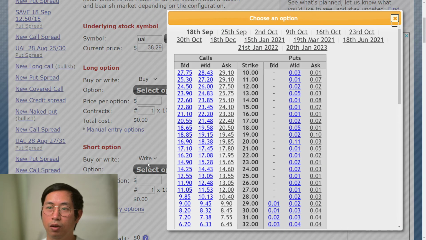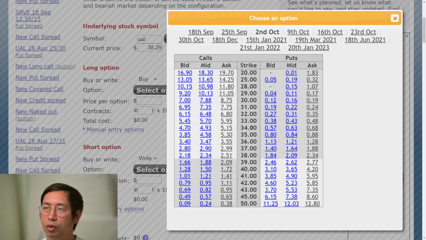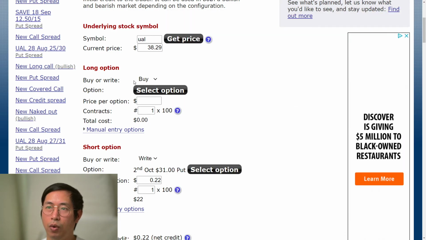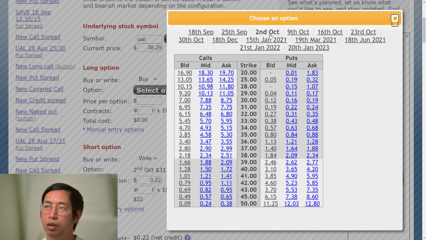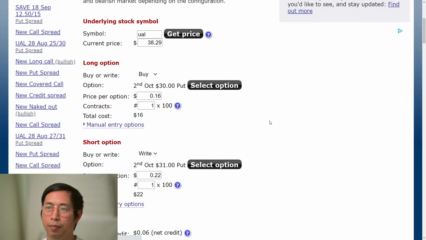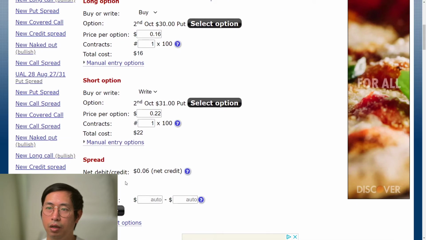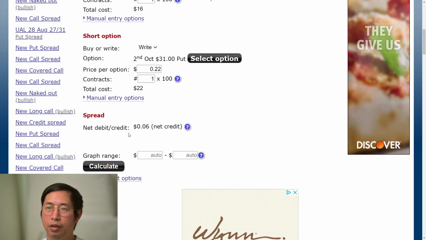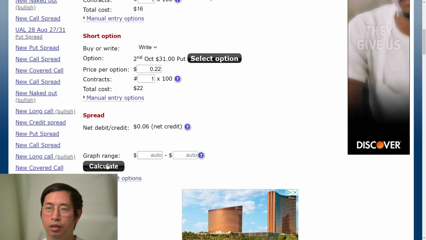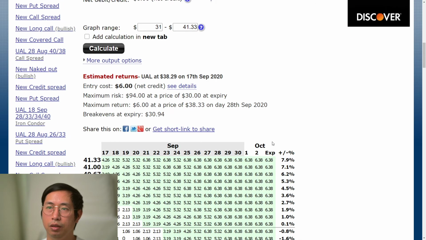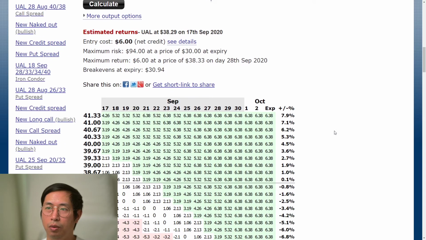So we're going to sell or write the $31 strike price put, and we're going to buy a put at a lower strike price. So $30 strike price put. As you can see here, this will give us a net credit of 6 cents. Press calculate. And there we go.